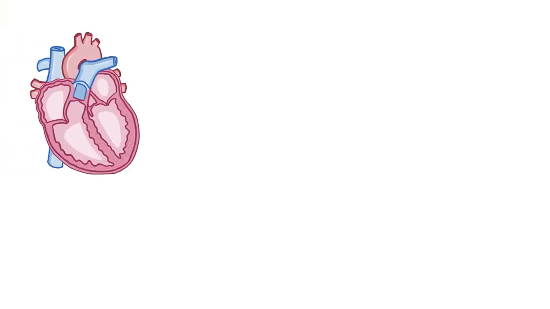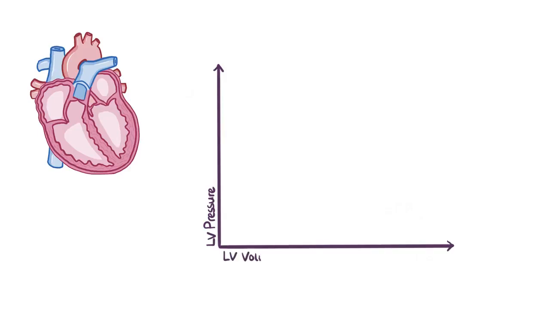If you've already watched the first video on pressure volume loops, then you'll know that the pressure inside the left ventricle is on the y-axis, and the volume of the left ventricle is on the x-axis. And each loop represents one cardiac cycle. So that's ventricular systole and diastole. It's basically just a heartbeat.